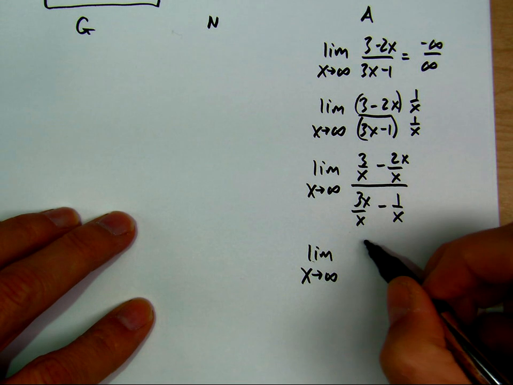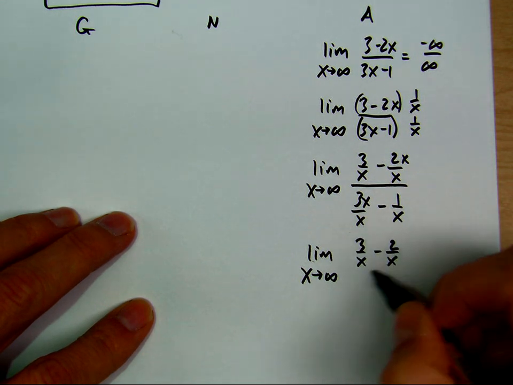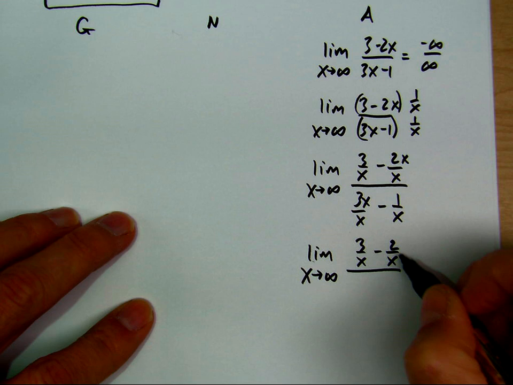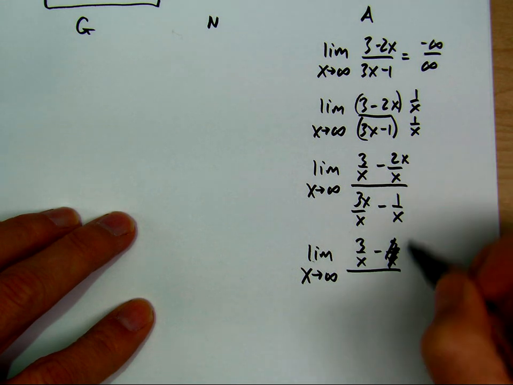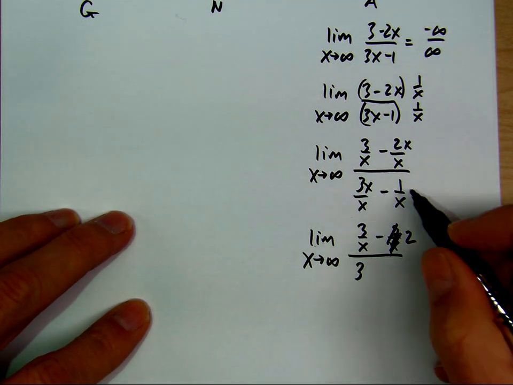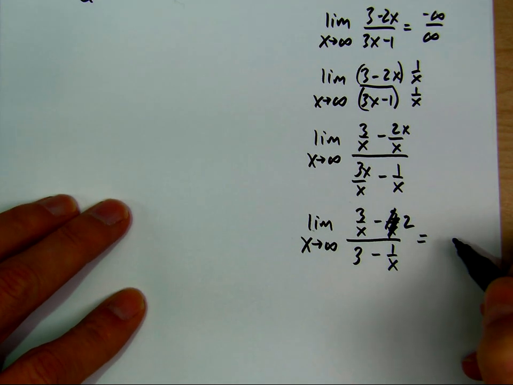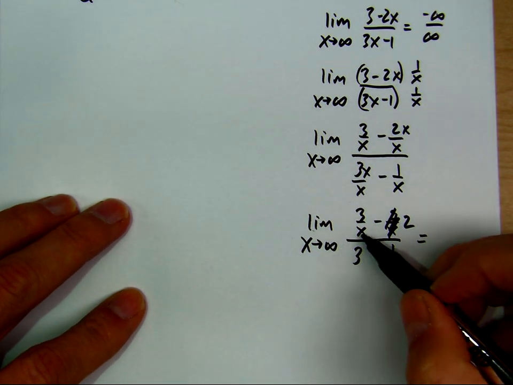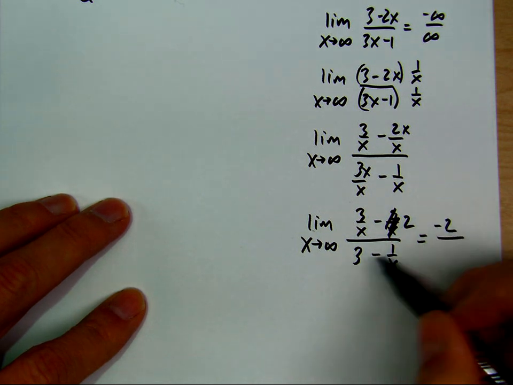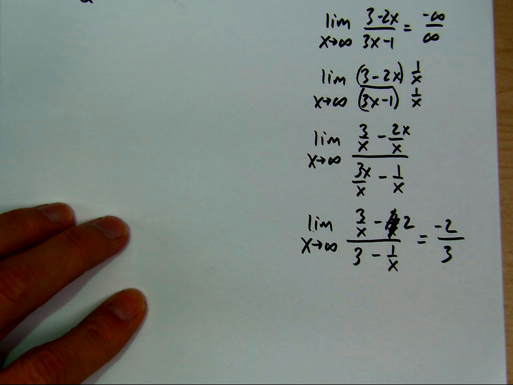And we have 3 over x minus 2 over x. Nope. The x's cancel, we just get a 2. The x's cancel, we get a 3. And that'll stay the way it is. As x goes to infinity, this is 0, that's 0, so it's 0 minus 2 over 3 minus 0, and the limit is negative 2/3.